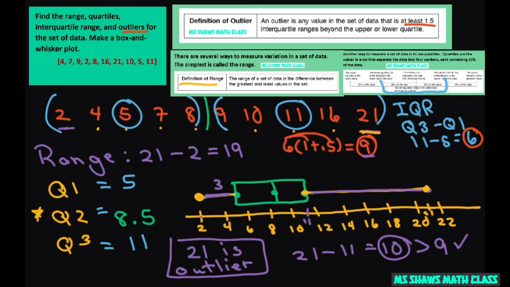All right, so again, you just take 1.5. If you're not using a calculator, I split it up. I just do 6 plus half of 6, and I got my 9. And then the difference here was 10, which is greater than the 9. So that means it is an outlier, this number, the upper extreme value.